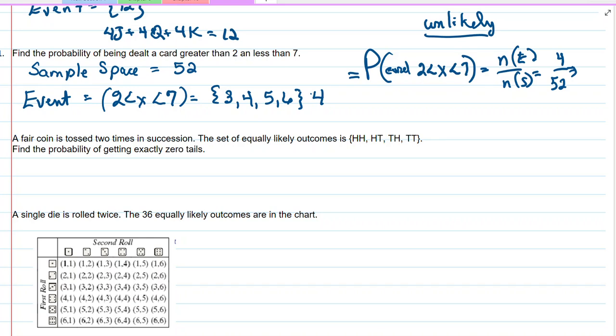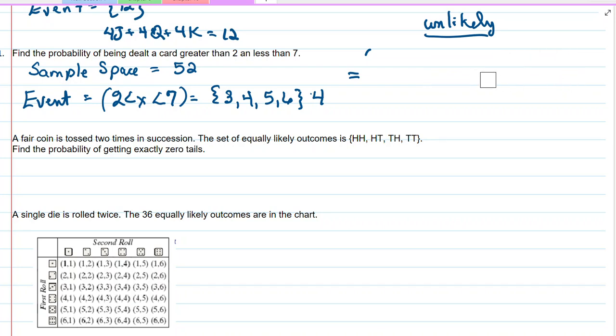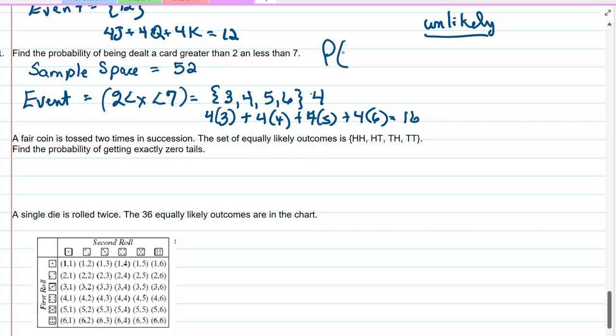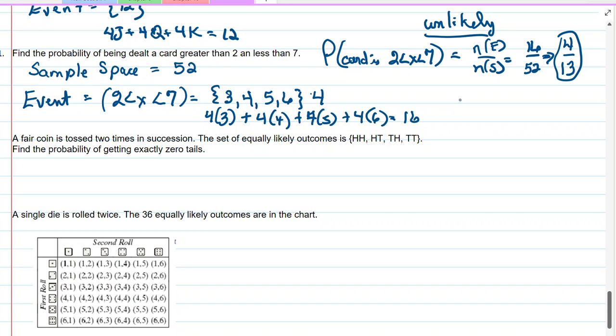I did this wrong. I have to come back. I forgot something. What did I forget, class? And I'm looking at it. Well, there are 4 3s, 4 4s, 4 5s, and 4 6s. Oh my goodness, I forgot that. 16. So let's do it again. So it's the cardinality of our event over the cardinality of our sample space. 16 over 52. Well, we're going to divide by 4 at least, and then I'm going to get 4 over 13. It's still not half, so it is probably unlikely, but it's higher than the one we did.